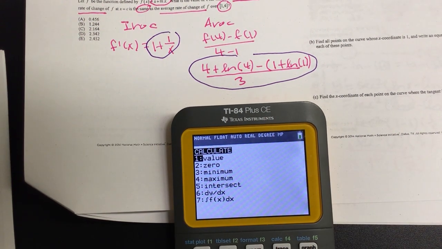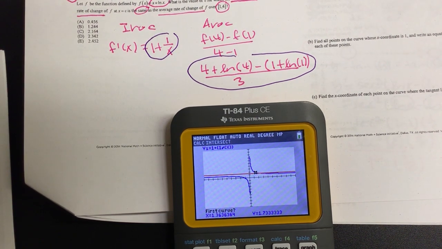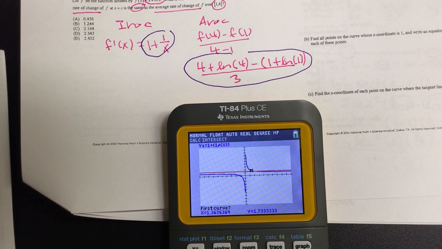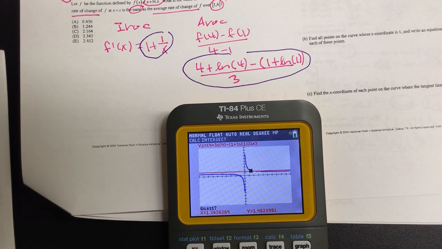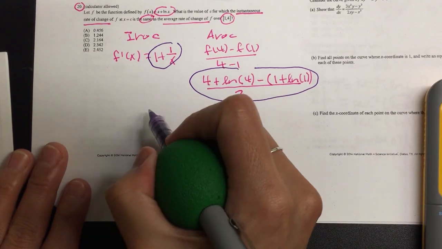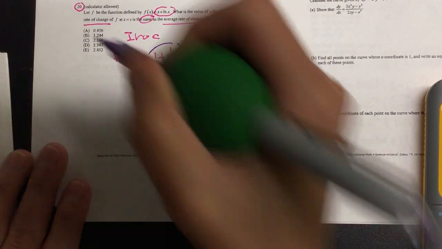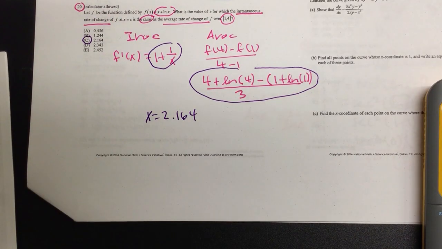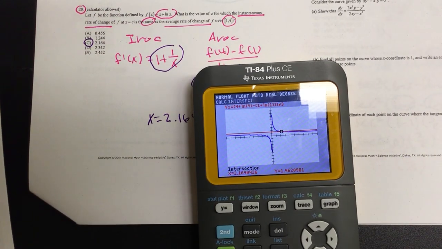So second calc 5, I'm going to go to the right side. And anywhere pretty close to the intersection, you can press enter 3 times. And it should give us, how would I round that? 2.164. That's right, 2.164, and our answer choice, C. Wait, how did he get? I intersected, where it's like y1 and y2.